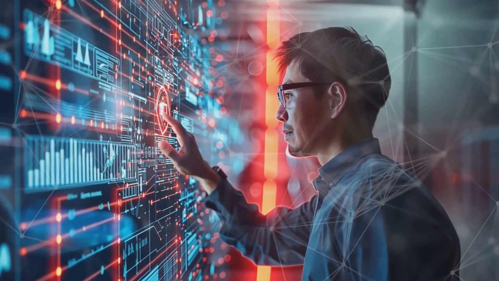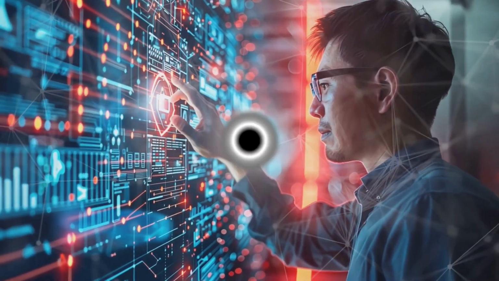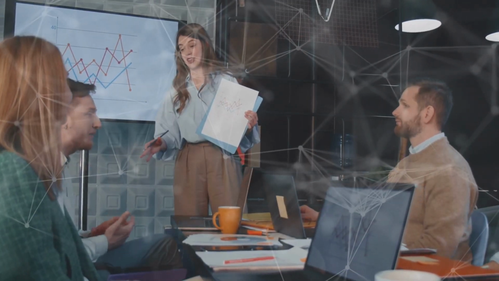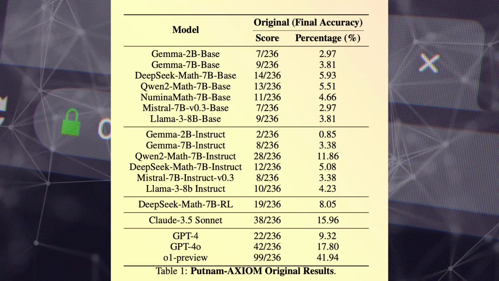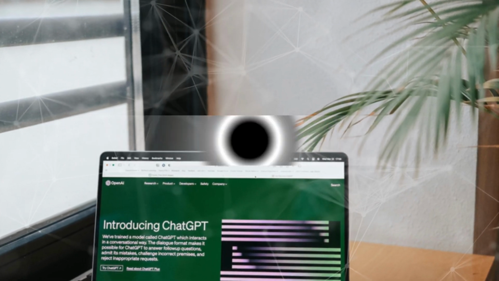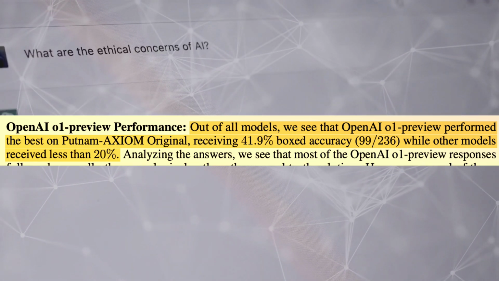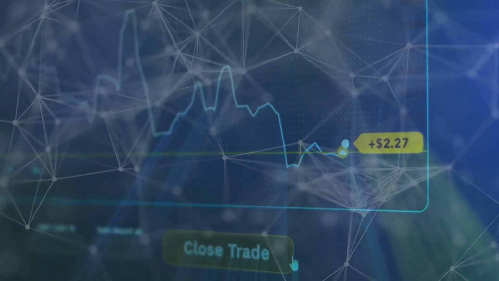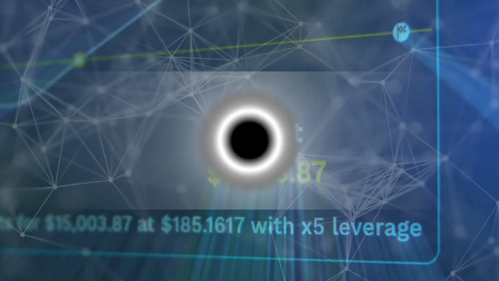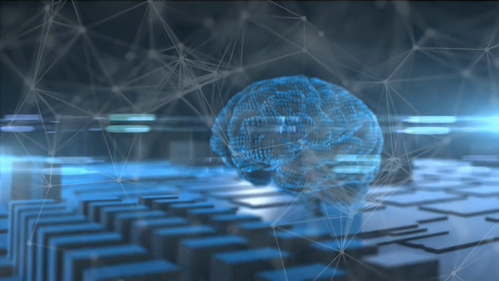Drops in accuracy on Putnam-AXIOM variation versus original questions are statistically significant for nearly all models. The figure shows mean accuracies with 95% confidence intervals. OpenAI's O1 preview performed the best, but even it only achieved 42% accuracy on the original dataset. Other models, including GPT-4 and Claude 3.5, hovered below 20%. When faced with the variation dataset, performances dropped significantly, up to 30% for some models. These results highlight how much current AI still relies on memorization rather than genuine reasoning.